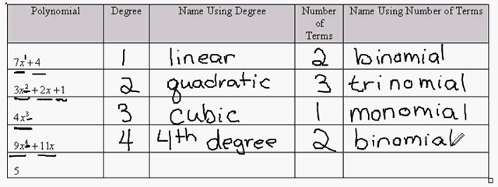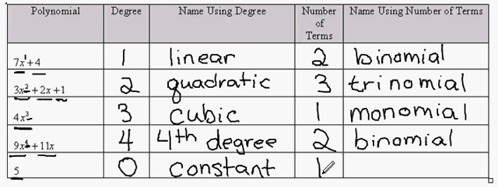Then lastly, we just have a number 5. It doesn't have a variable, so the degree is 0. We call it a constant. Since it only has one term, we call that a monomial.